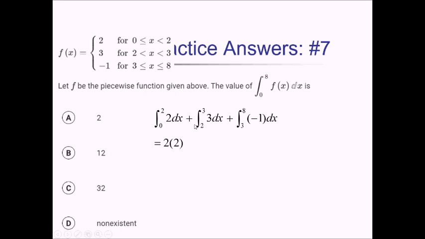For this next one, we have a base of 1 times a height of 3. And finally, this is going to be a base of 5 times a height of negative 1. Just adding all that up, we've got 4 plus 3, which is 7, minus 5, which is 2.